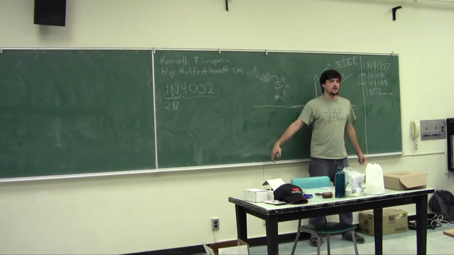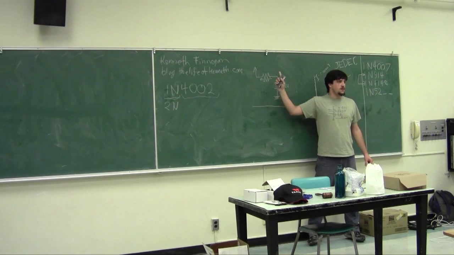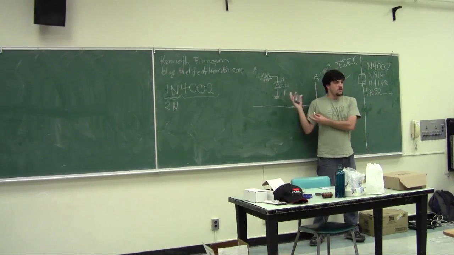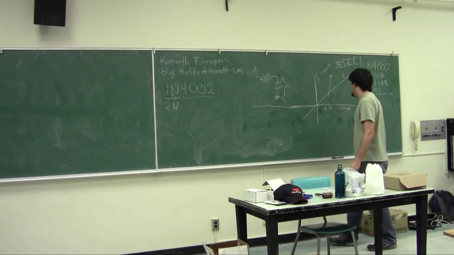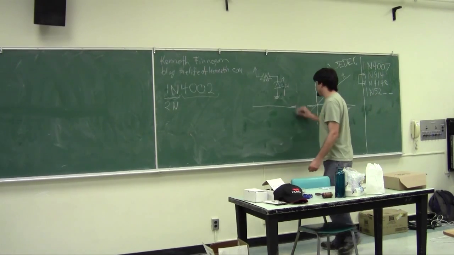Again, it's an exponential growth, and so if you don't design the rest of your circuit correctly for this voltage reference, you will very easily explode the diode, which is unfortunate. So that is the diode.